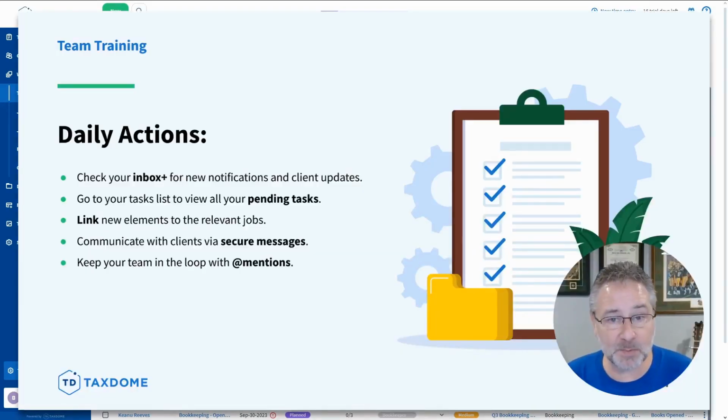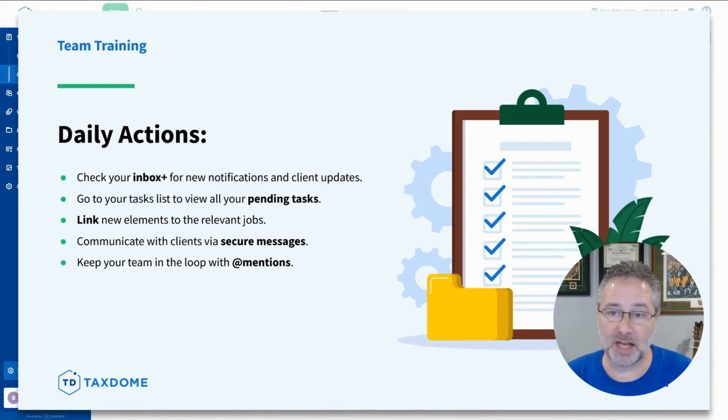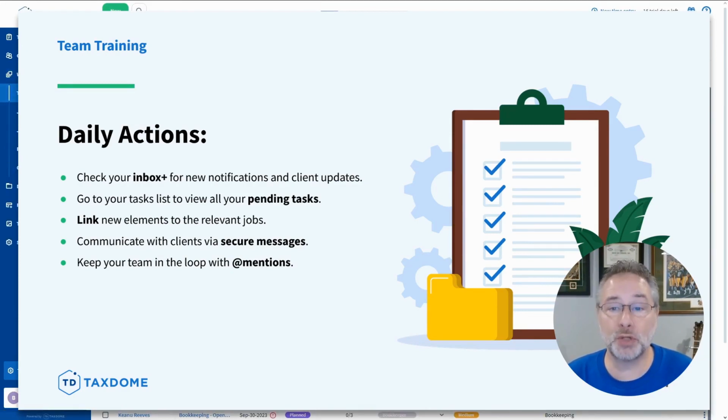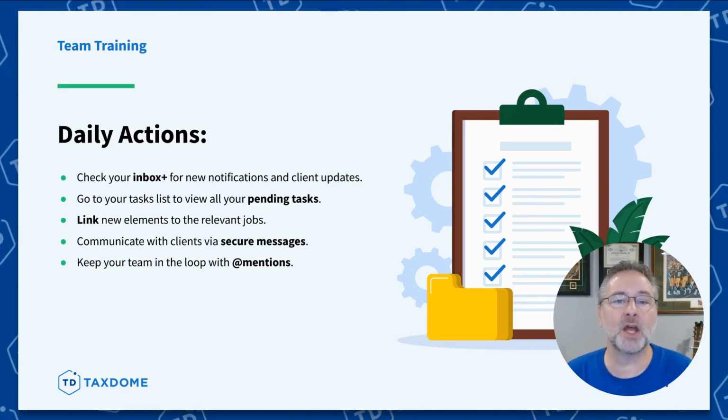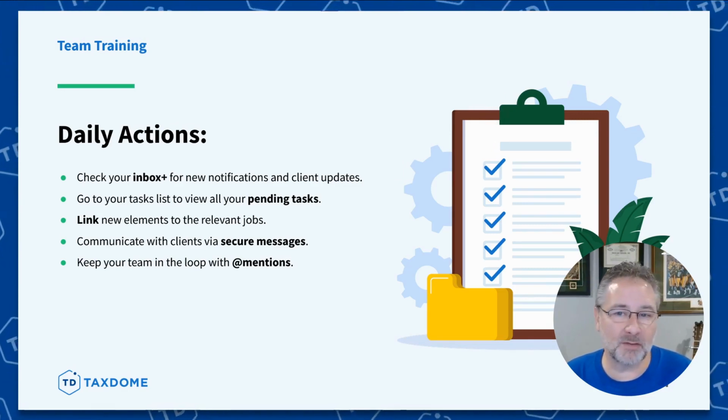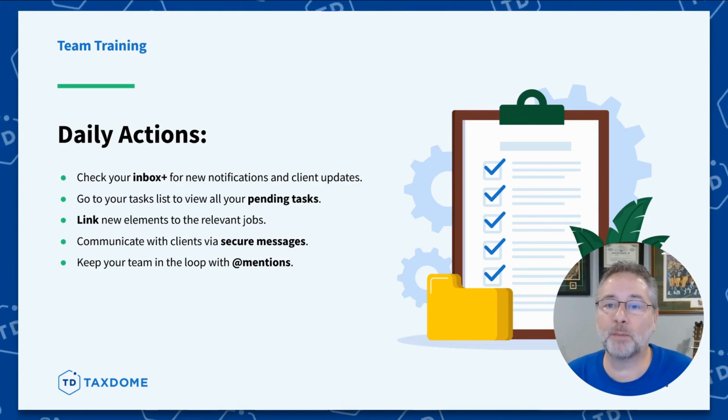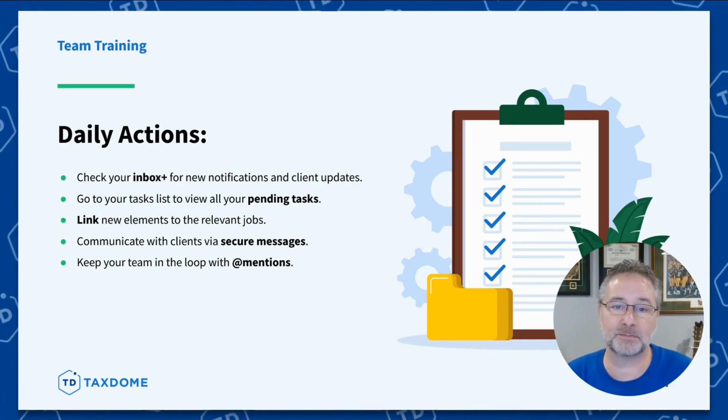So to summarize this part, you will want to regularly check two places, your Inbox Plus and your tasks list. That's where you'll see everything that is important to you. You can, of course, visit other places like the pipeline or any of the other pages that you can access here on the left. But generally, if you're trying to get your work done every day, the two things that I just mentioned will be your most visited areas.